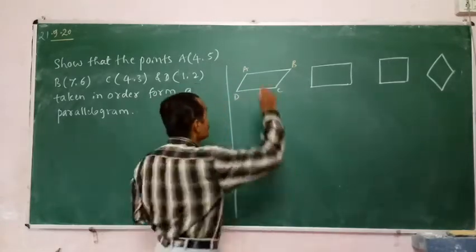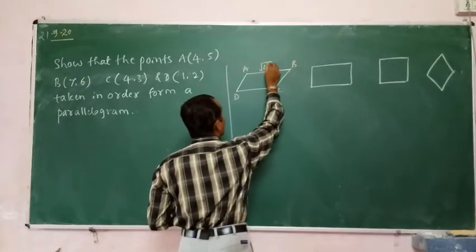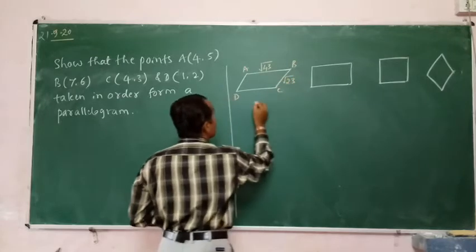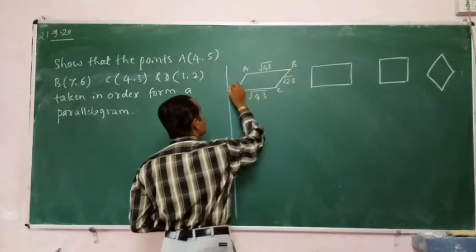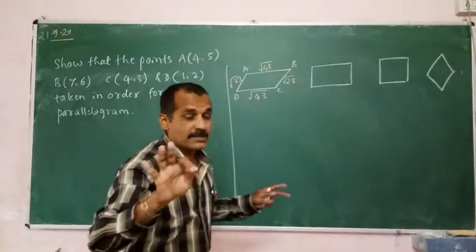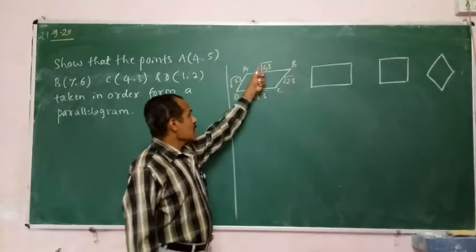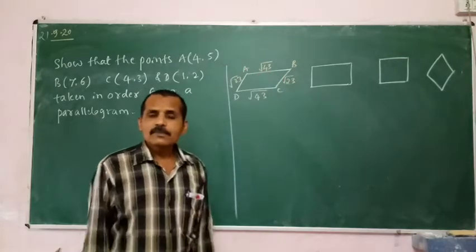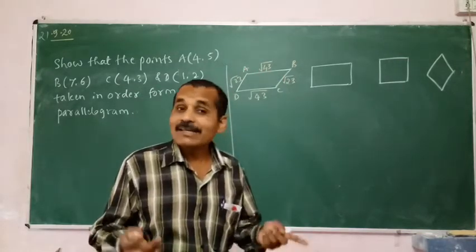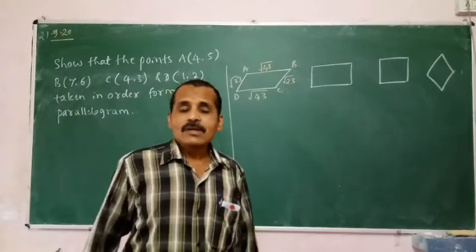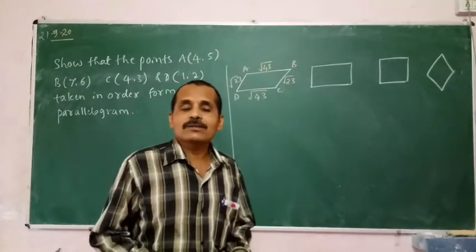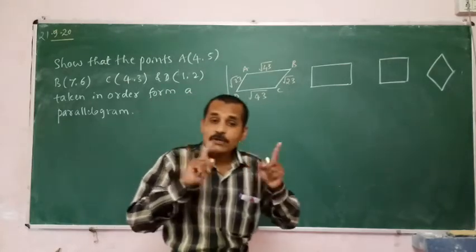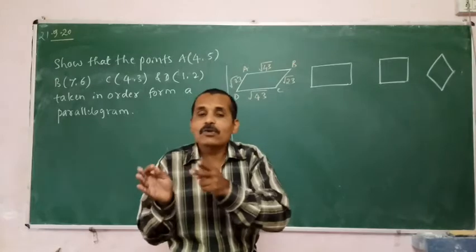Say for example, you got this as root 43, this as root 23, this as root 43, this as root 23. Example I am telling you, it's only an example. What we got? Opposite sides are equal. It can be a parallelogram or it can be a rectangle also. In parallelogram also opposite sides are equal, rectangles also opposite sides are equal. Then how to differentiate between a parallelogram and rectangle?